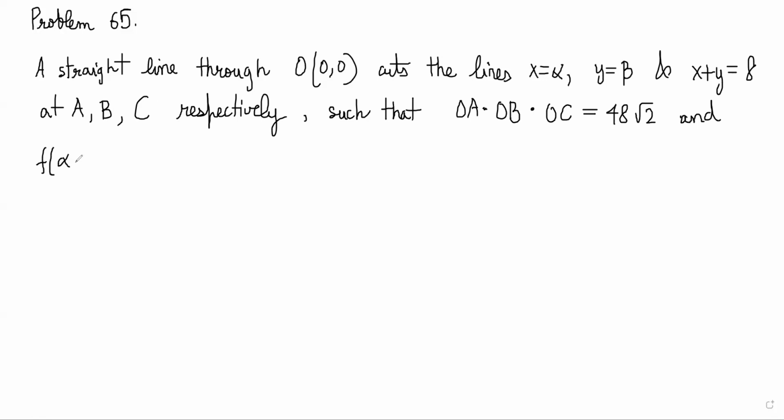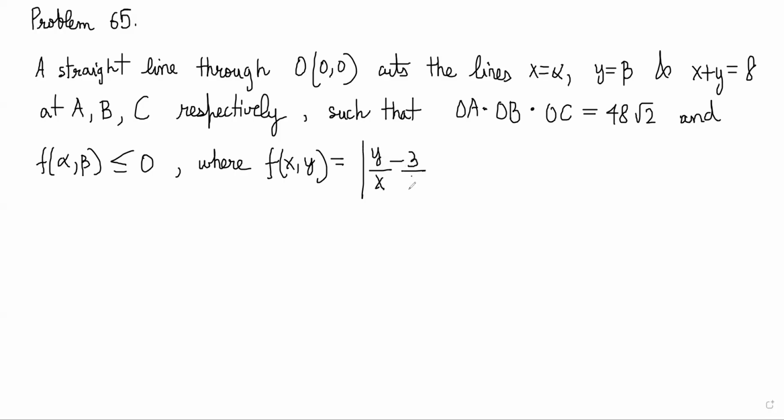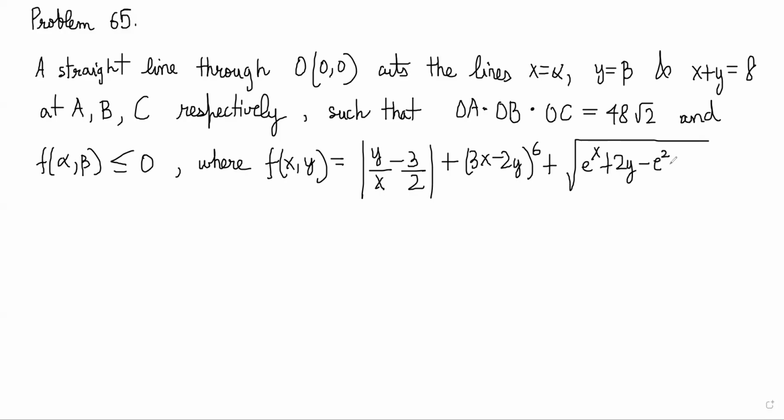f(alpha, beta) is less than or equal to 0, where f(x, y) is equal to mod of (y/x - 3/2) plus (3x - 2y)^6 plus square root of (e^x + 2y - e^2 - 6).